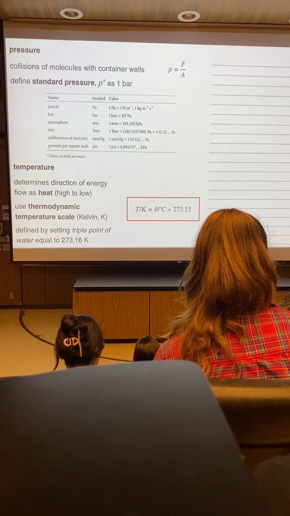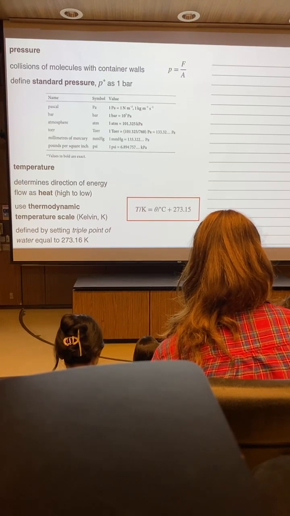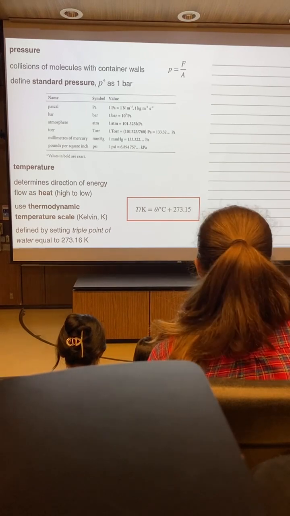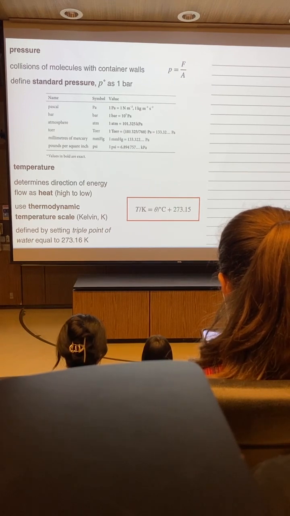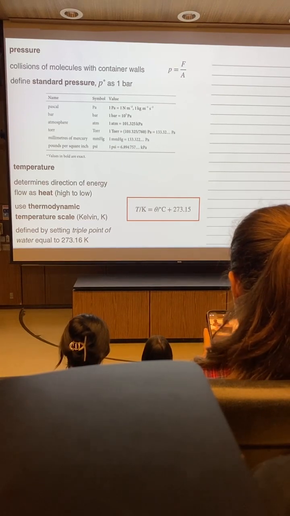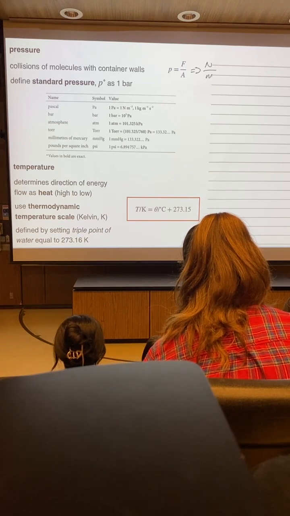As I mentioned, pressure comes around because of collisions between the molecules that make up our system and the walls of whatever our container is. The pressure is defined as the force applied by those collisions divided by the area over which they occur. So pressure is force per unit area, and we end up with units of newtons divided by square meters.